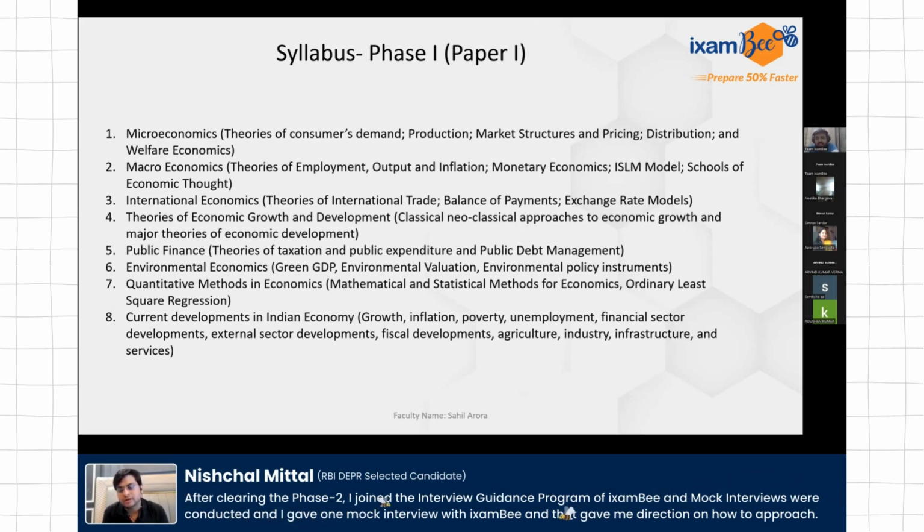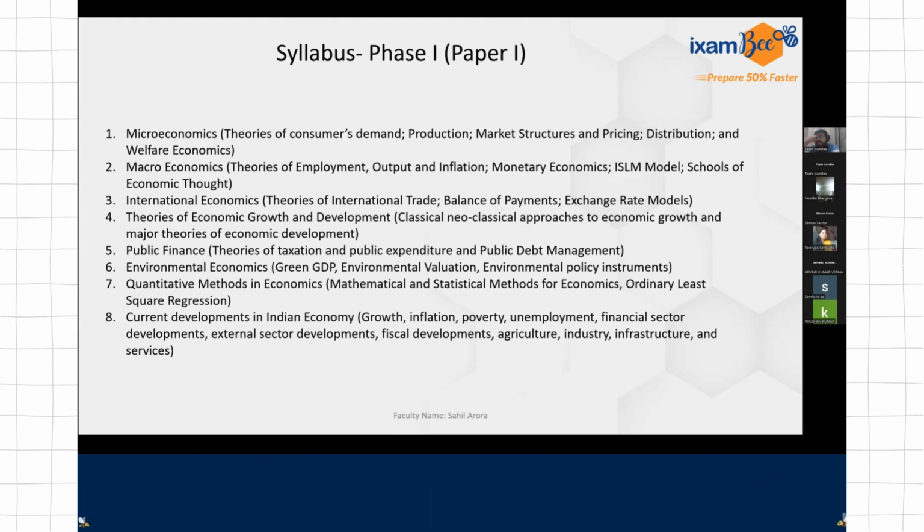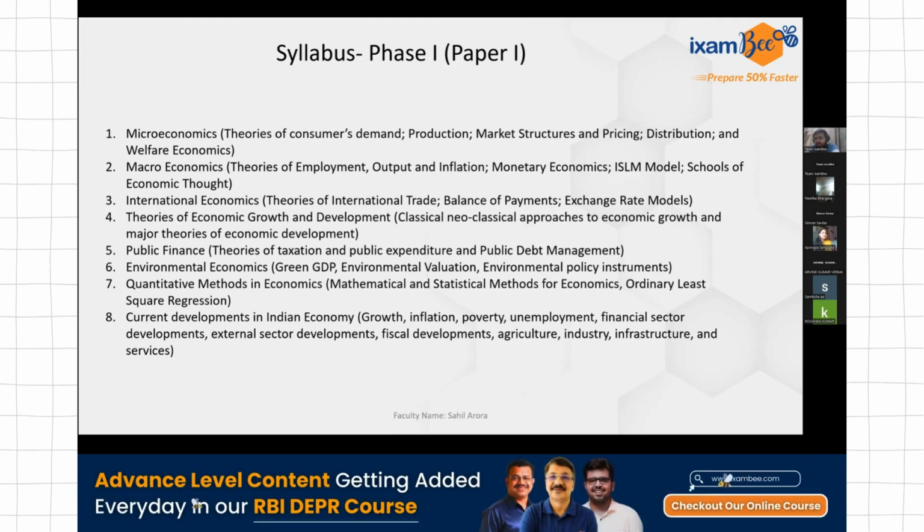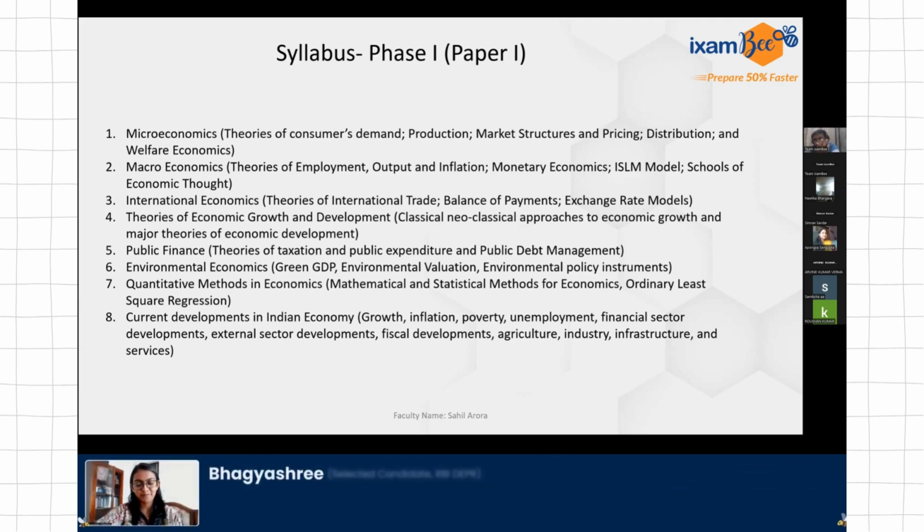If IS is steeper, what will happen to the effectiveness of monetary policy? If IS is flatter, what will happen to the effectiveness of monetary policy? You know that, right? If IS is steeper, then we need to see the effectiveness of monetary policy. If LM is steeper or flatter, we need to see the effectiveness of fiscal policy. So questions related to that.